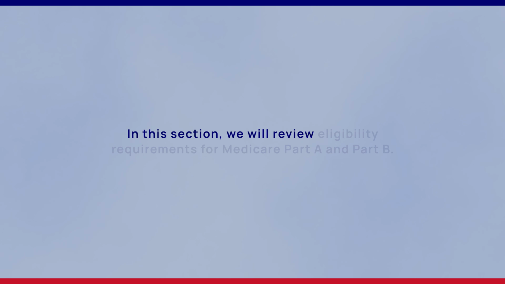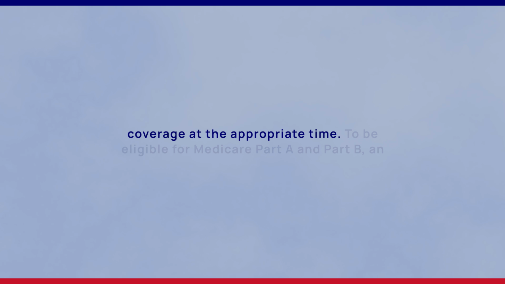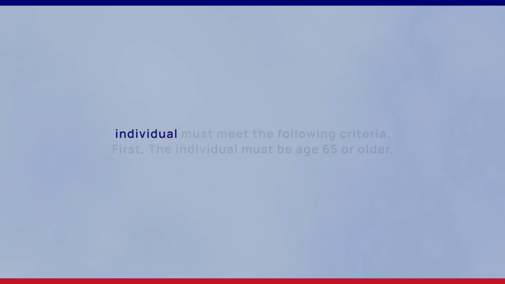Medicare eligibility, enrollment, entitlement, and premiums. Eligibility. In this section, we will review eligibility requirements for Medicare Part A and Part B. Understanding who qualifies for Medicare is fundamental to helping beneficiaries access coverage at the appropriate time. To be eligible for Medicare Part A and Part B, an individual must meet the following criteria.